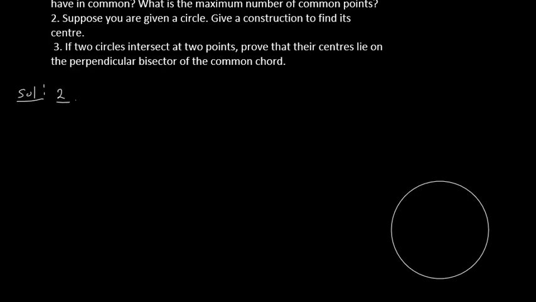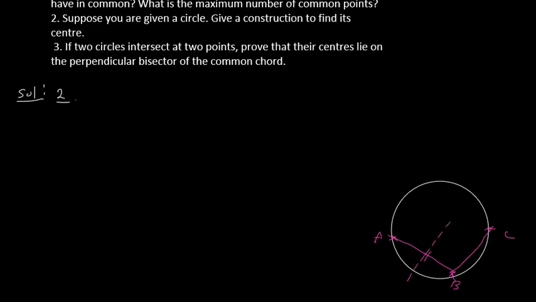We have seen a theorem that from 3 non-collinear points we can draw one and only one circle. So what I will do, I will take 3 non-collinear points on this circle. I will take point A, point B, and point C. And I will join any 2 of the points, say AB and BC I will join. Then I draw a perpendicular bisector of this AB.